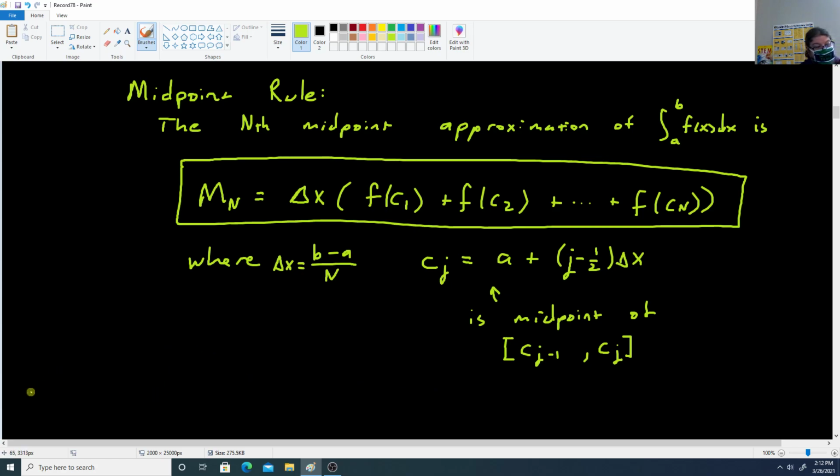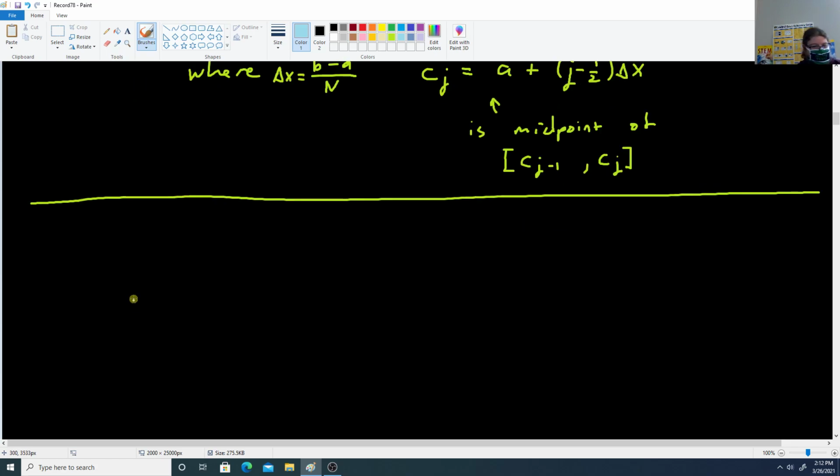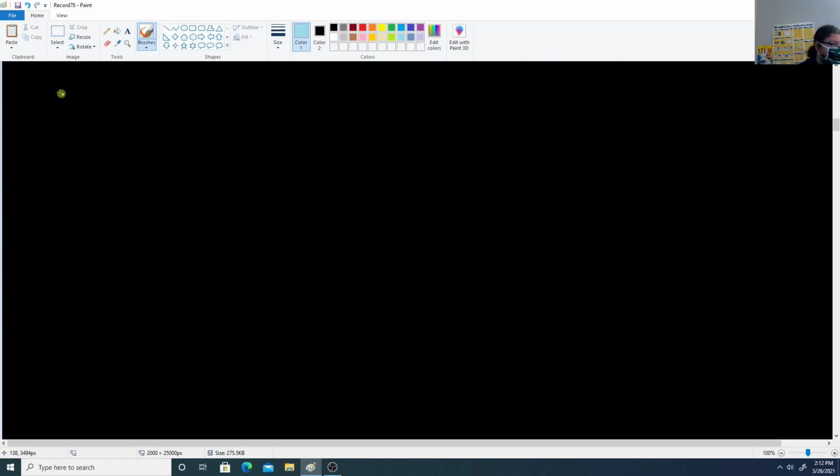And then we've got a problem where they're going to have us calculate the trapezoid rule and the midpoint rule for a certain expression. So we're going to go through and do that. And then the last thing from this section is something called Simpson's rule, which is just basically another way of figuring out the area under a curve.